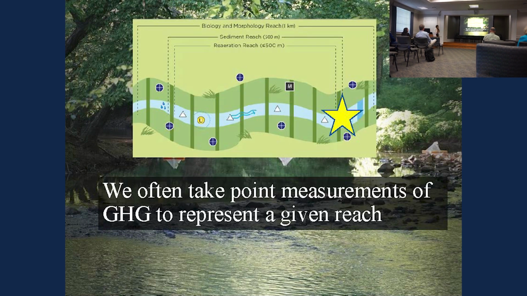And one of the issues that we've seen with NEON data and the way that we study greenhouse gases in rivers in general is that we often take a point measurement and then assume it represents some length of stream. And so this is a picture of the NEON sampling scheme, which is often used in these stream greenhouse gas studies. The star is where greenhouse gas measurements are collected at every single sampling event. So it's 1 point representing half a kilometer to a kilometer each of stream.